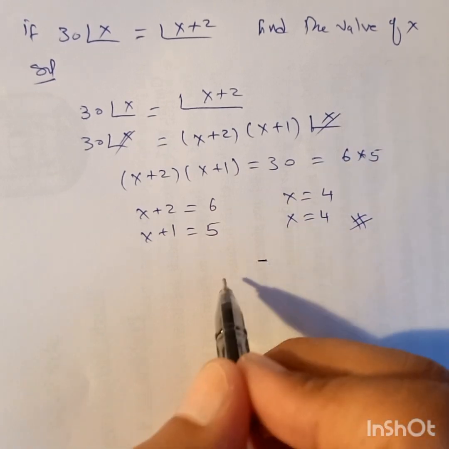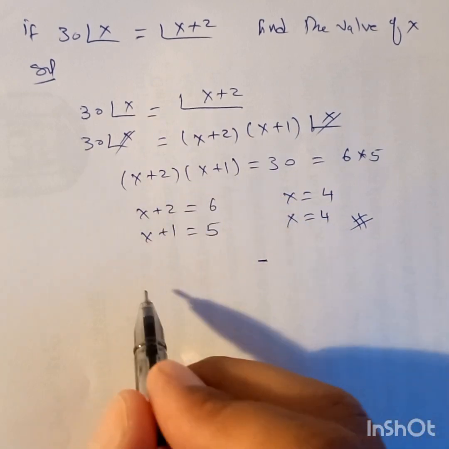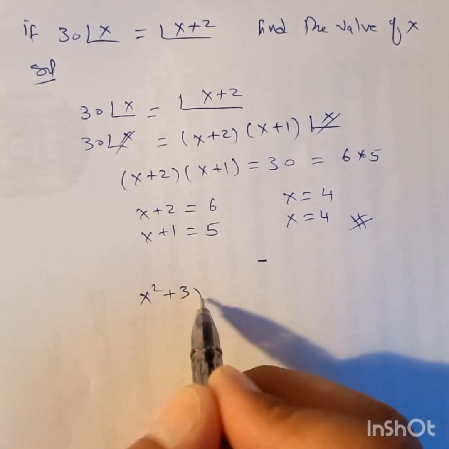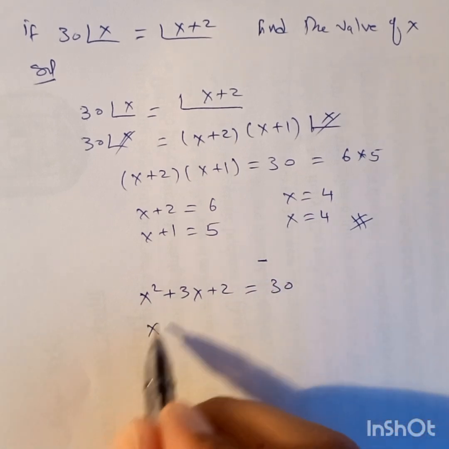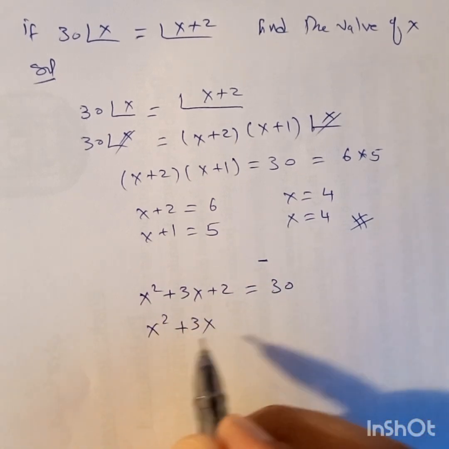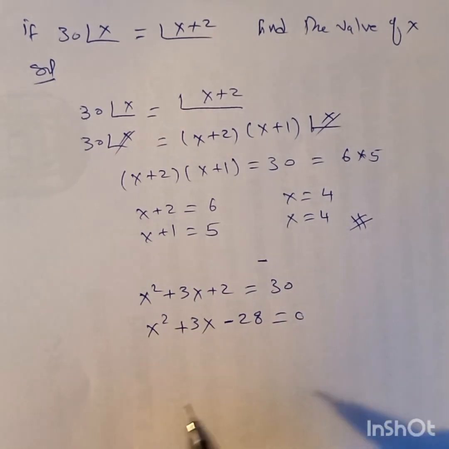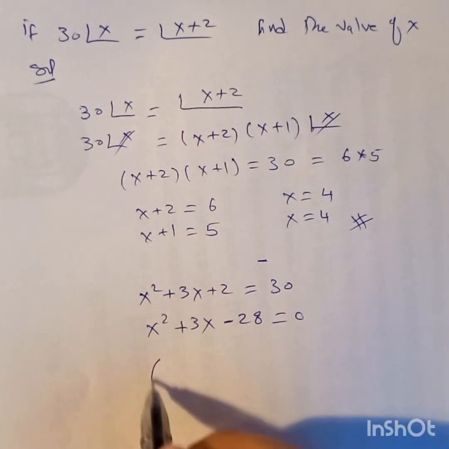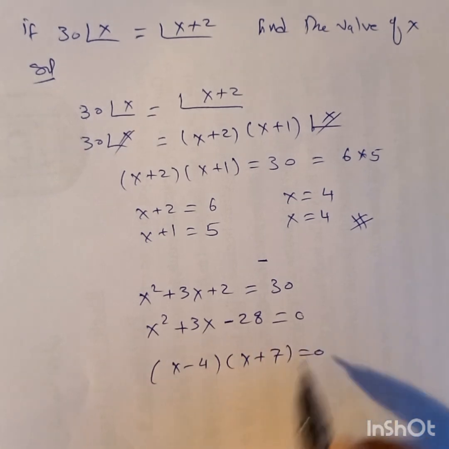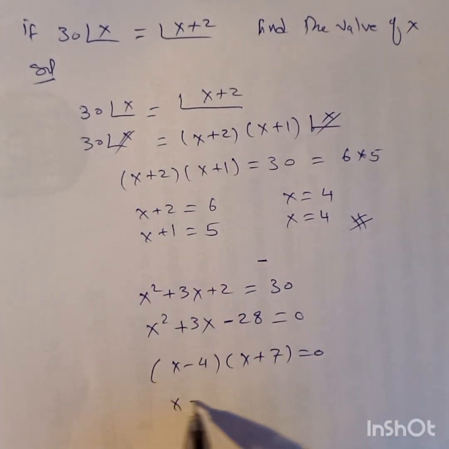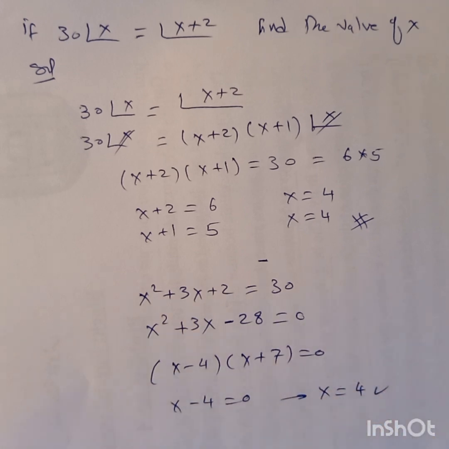We can use a normal way. We can multiply these two brackets, then we have x squared plus 3x plus 2 equals 30. Then we have x squared plus 3x minus 28 equals 0. By factorization, we can find (x minus 4) times (x plus 7) equals 0. Then from this bracket, x minus 4 equals 0. Then we have x equals 4, and this is acceptable.